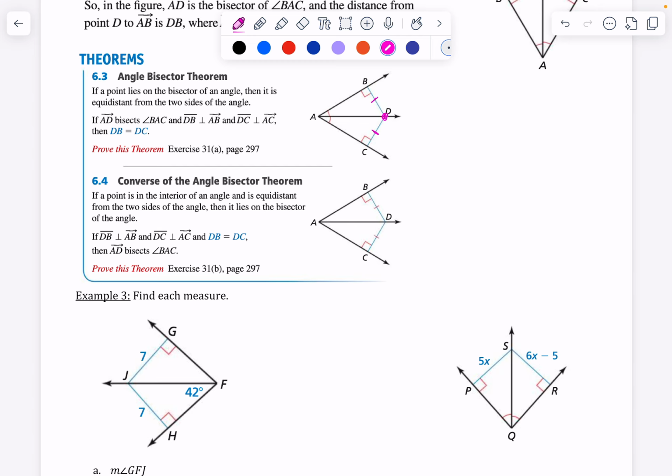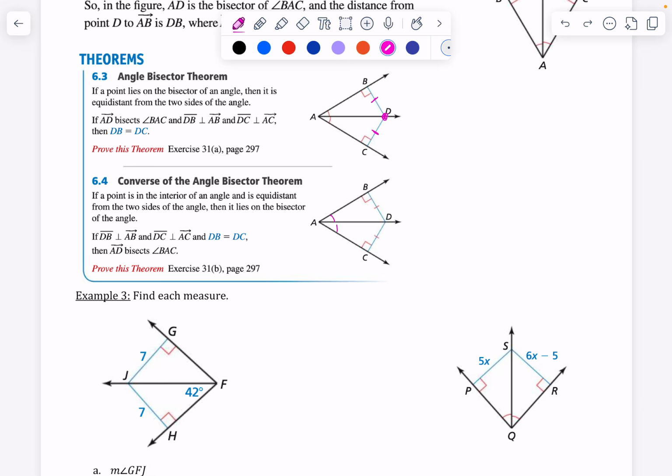If you notice the converse, this is the information that we're given. BD is equal to DC. And so what we're allowed to conclude is that this angle and this angle are congruent, which means that AD is the angle bisector of BAC. It's all about what information is given to you, whether or not you're using the regular theorem or the converse.